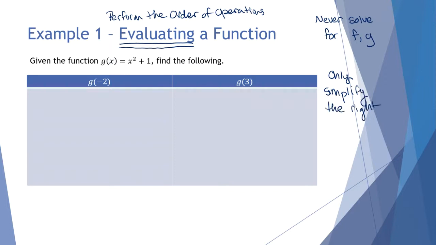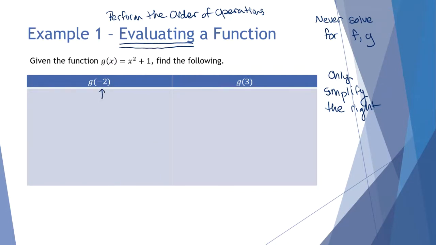So now let's see what this looks like. So we have a function g of x. This is just another name instead of f. We can call it g. If you wanted to, if it meant something, you can use a word there, call it function of x, and actually write the whole word instead of a letter. That's completely fine. g of x equals x squared plus 1. Find the following. So g of -2.